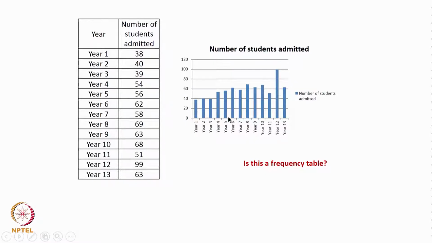One can also observe from this bar chart that year 12 had the maximum number of students and quite close to 100, if not 100, very close to 100. One can see the same thing here because year 12 has 99 students.